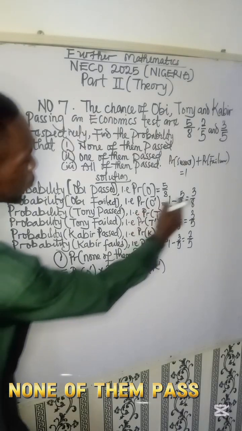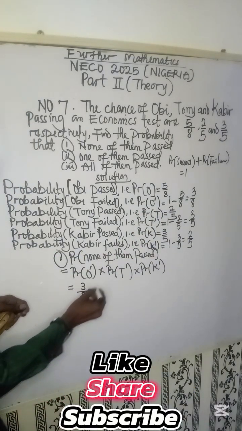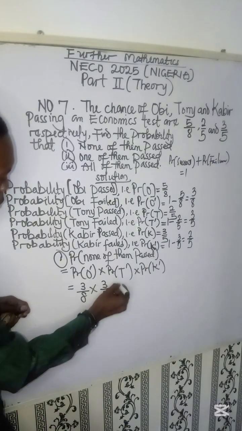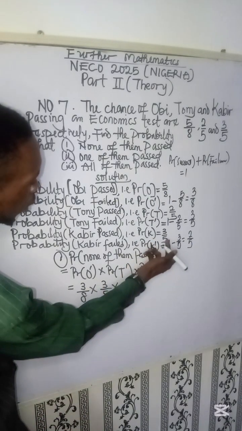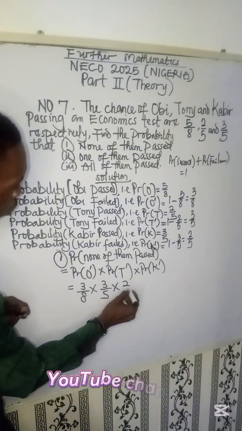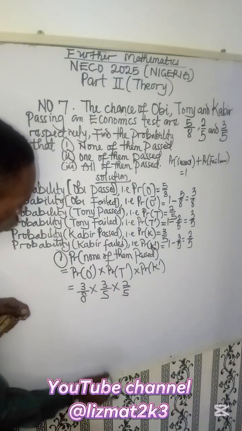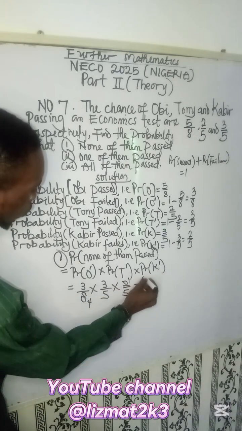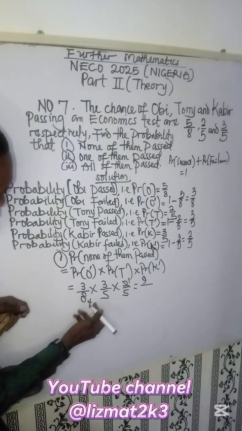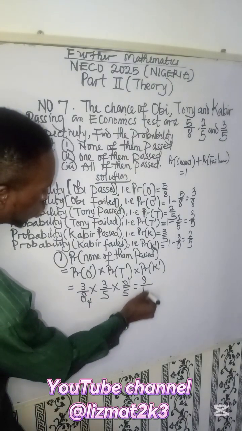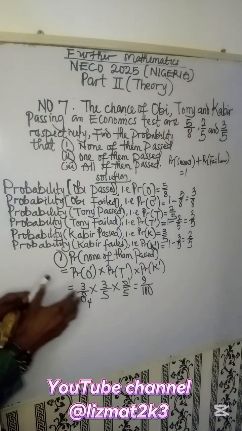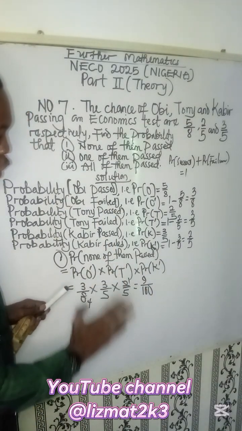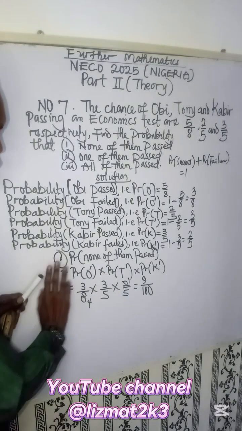The probability that Obi failed is 3 divided by 8. The probability that Tony failed is 3 divided by 5, and the probability that Kebir failed is 2 divided by 5. So I'm going to have 2 here, 1, 2 here, 4. 3 times 3, 9, divided by 4 times 5, 20, 20 times 5, 100. So the probability that none of them pass the exam is 9 divided by 100. That has answered question number 1.